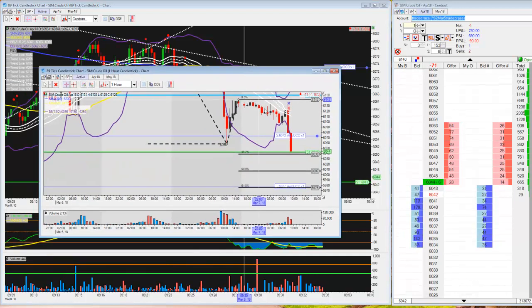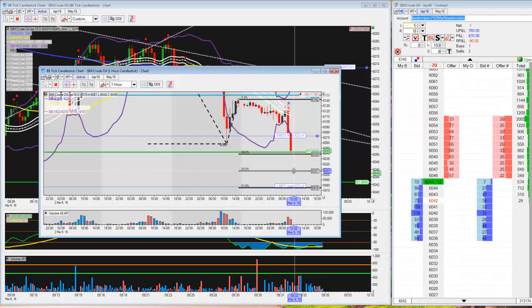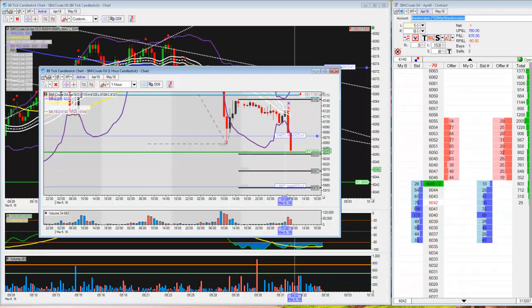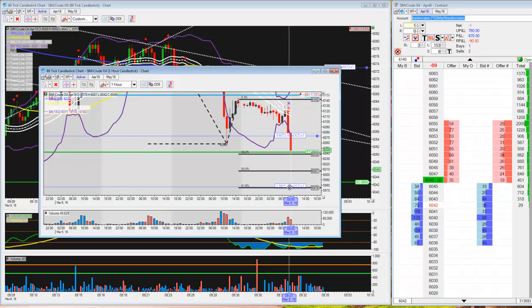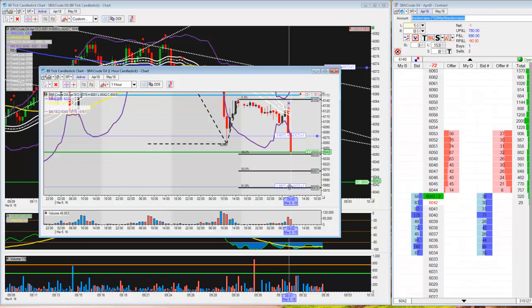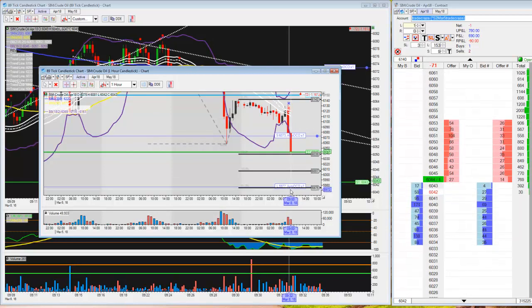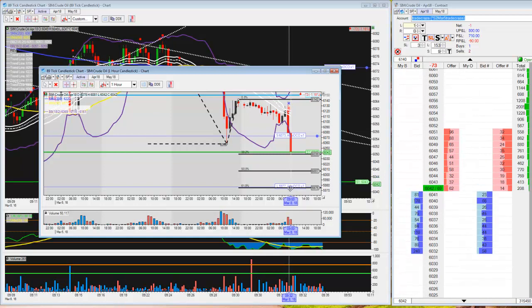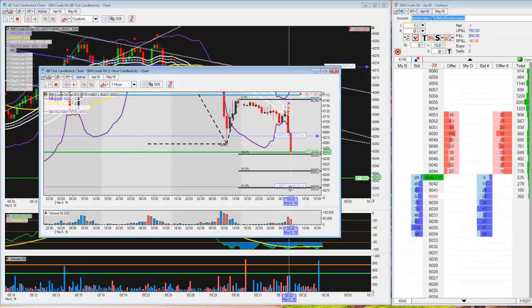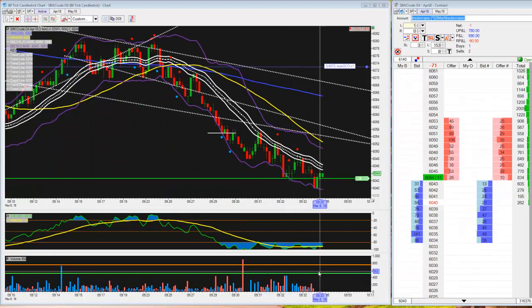Looking at our extension, we've run to 38.2 right here. And you got 50% at 60.07. And I'm hoping we can push here, obviously. We'll take a lot less, but that's what I'm hoping for. 38.2 down. 61.8% down, excuse me. Interesting. I have a red bar here and we got a blue bar printing right there.